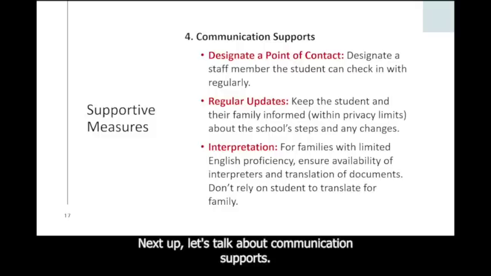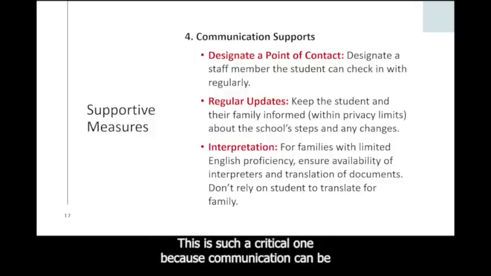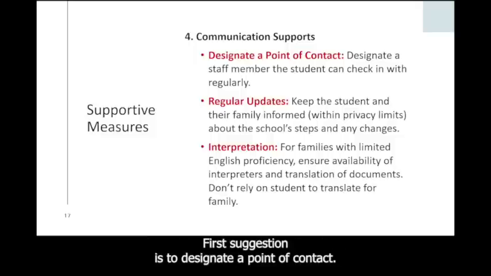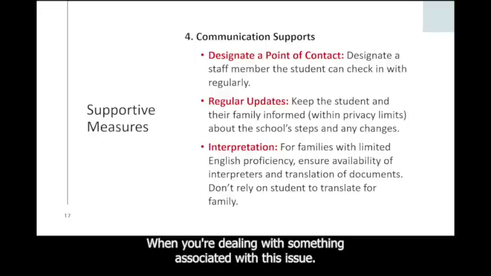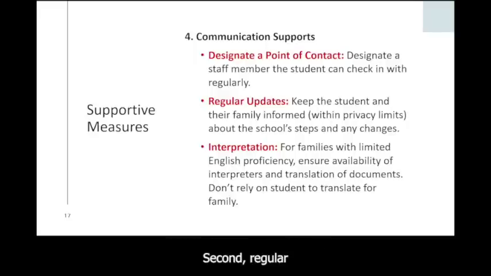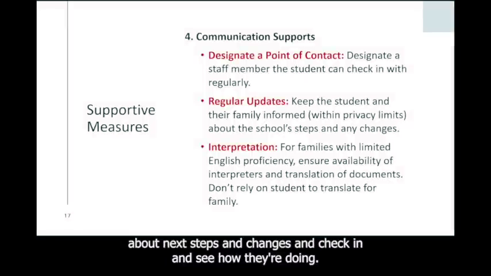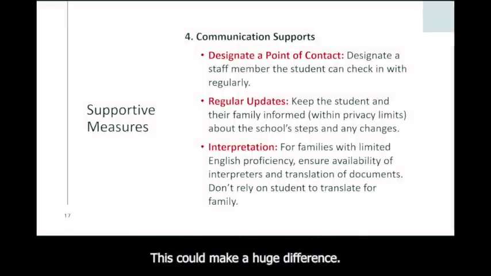Next up, let's talk about communication supports. This is such a critical one because communication can be the source of so much support and so much breakdown in the work that we do with students and with families. First suggestion is to designate a point of contact. So tell a student, this staff member is your person, and you can check in with them regularly when you're dealing with something that's associated with this issue. Second, regular updates. Keep the student and their family informed, recognizing that there are privacy limits, but let them know about next steps and changes and check in and see how they're doing. This could make a huge difference.